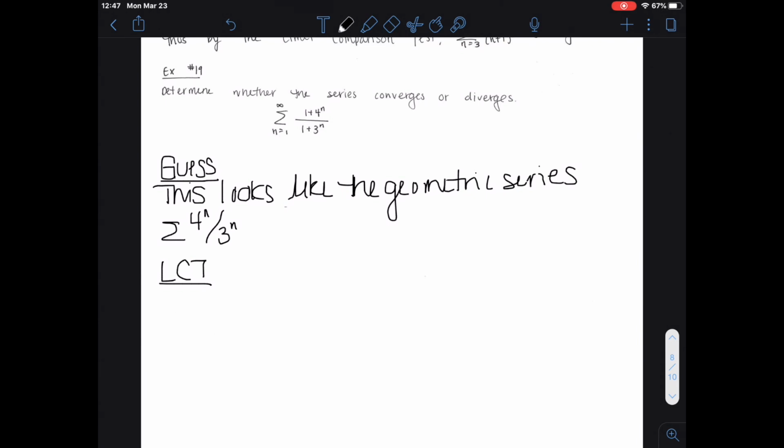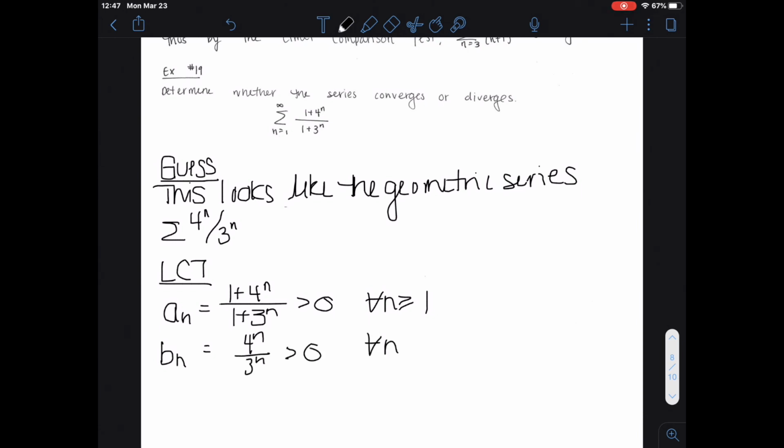So first, we've got our term an, which I'm going to make this series given to us. It's 1 plus 4 to the n over 1 plus 3 to the n. That thing is definitely positive for all n greater than or equal to 1. Our second term is bn, which is 4 to the n over 3 to the n. Again, this thing is clearly positive for all n greater than or equal to 1.